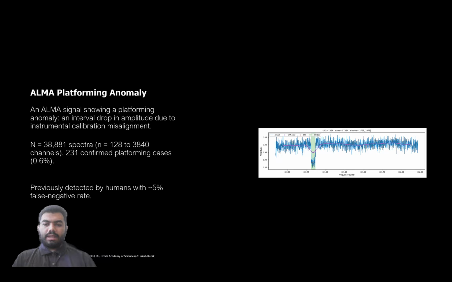Human data reducers catch these, but expert-crafted heuristics have about a 5% miss rate that doesn't scale with time. We have a dataset of about 38,881 spectra, among which about 231 are confirmed platforming cases.